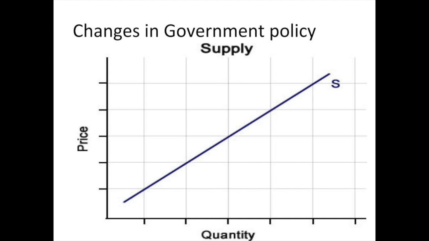Our last and final shifter. Congrats, guys, we've made it. The role of government. If the government increases taxes on a business, this will impact their operating costs, and any increase will reduce the supply of the product. If the government reduces taxes, we'll see an increase in supply.